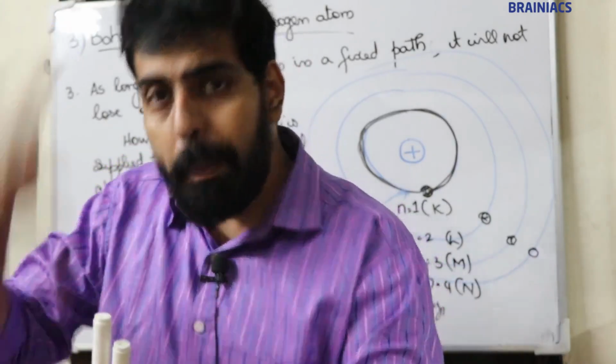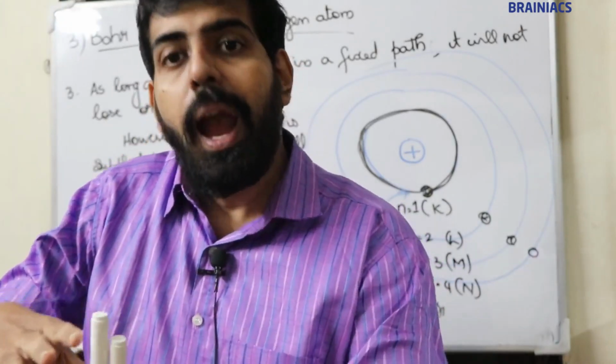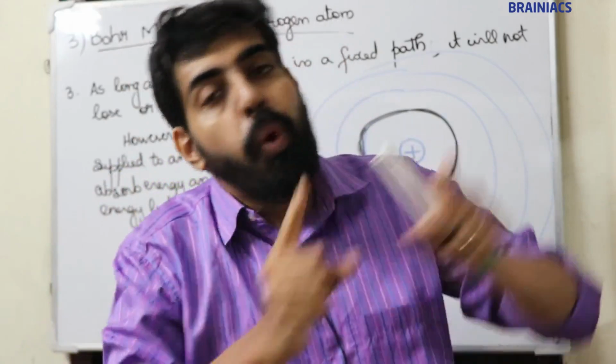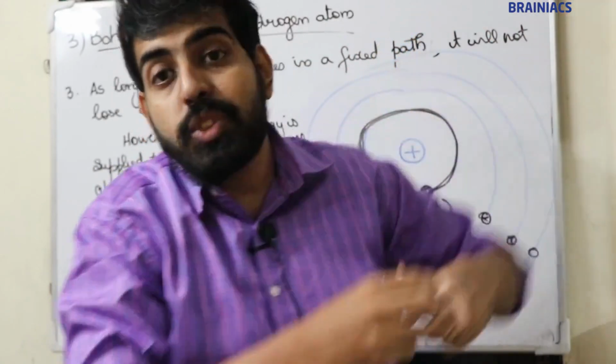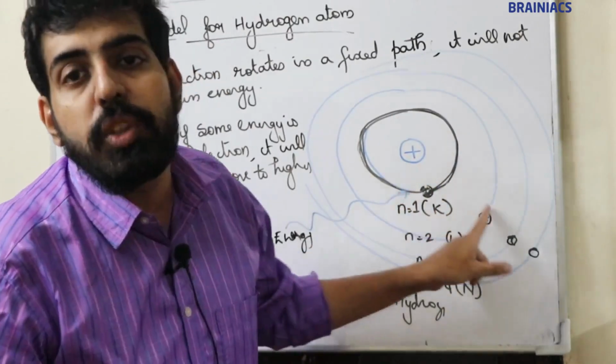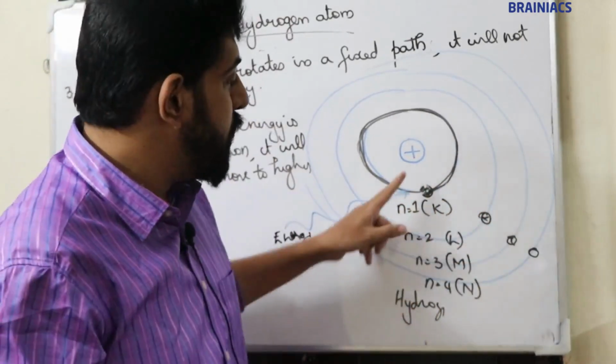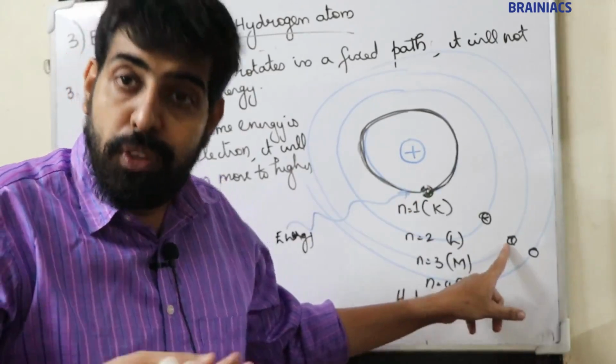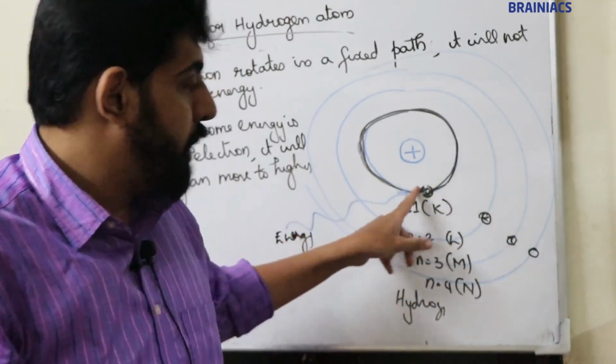But if some energy is supplied externally, at that time it will absorb energy and move on to a higher energy level based on the energy absorbed. If a little energy is absorbed, it will move from K shell to L shell. If more energy is absorbed, it will move from K shell to M shell. If a little more energy is absorbed, it will move from K shell to N shell.